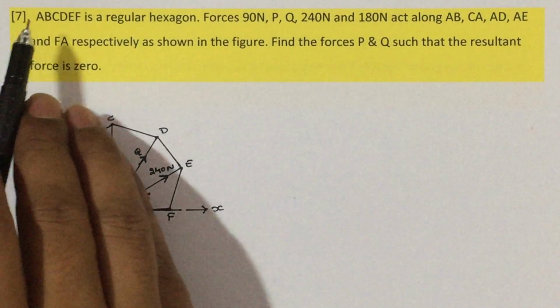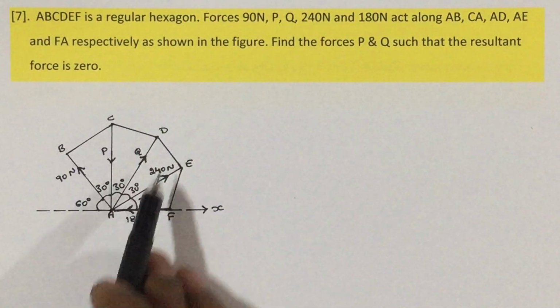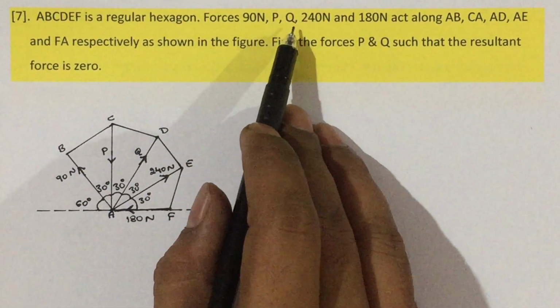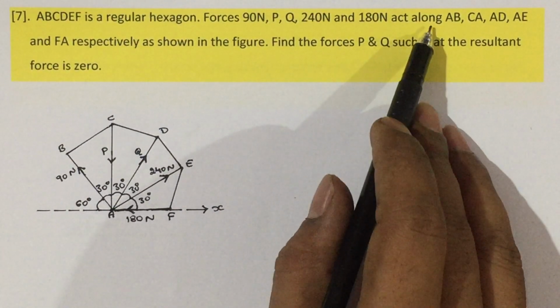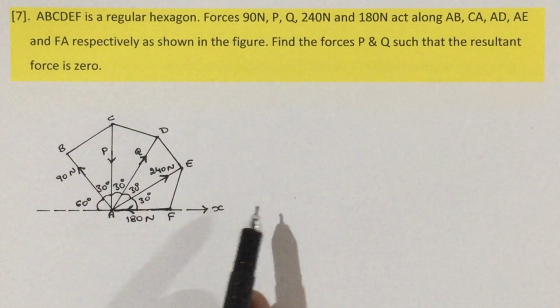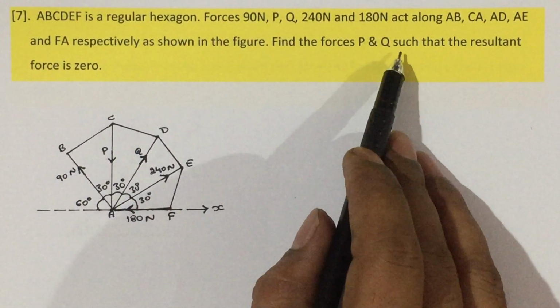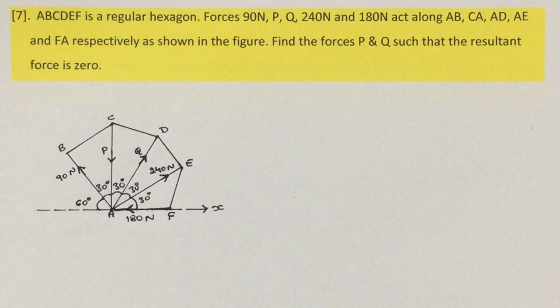Problem number 7. ABCDEF is a regular hexagon. The forces 90 Newton, P, Q, 240 Newton and 180 Newton act along AB, CA, AD, AE and FA respectively as shown in the figure. Find the forces P and Q such that the resultant force is 0.